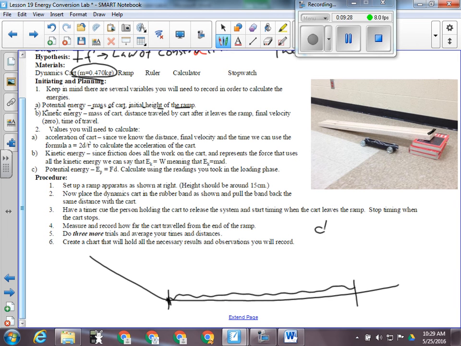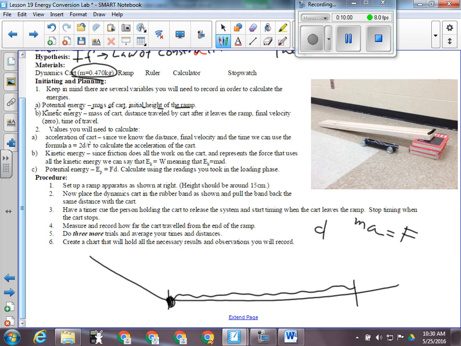If I know how far it goes, okay, and how long that takes, I'll be able to calculate the acceleration of the cart, multiply that by the mass, and that'll give me the force of friction. Okay, and we already said we're going to calculate the acceleration. There's a formula in here which I'll go over in a minute. Okay, that'll give me the force of friction. If I multiply that by the distance it traveled, force times distance is work. Okay? Whatever work is done against friction is what takes away the kinetic energy it had at the bottom of the ramp.